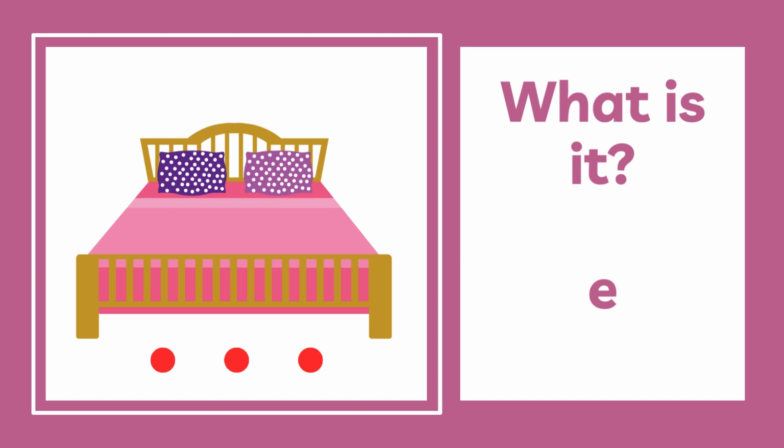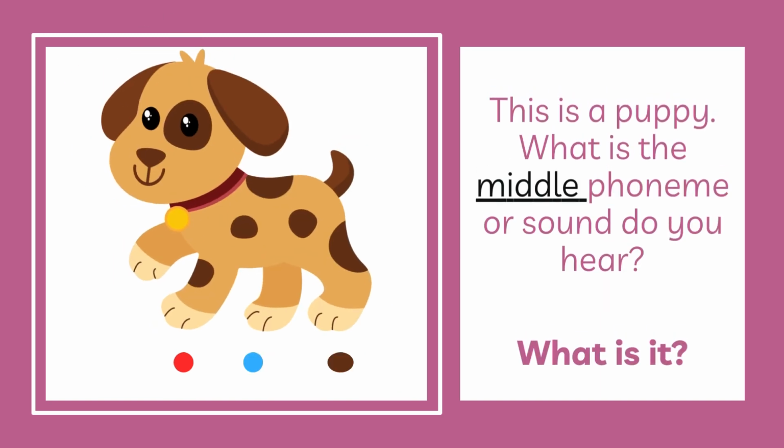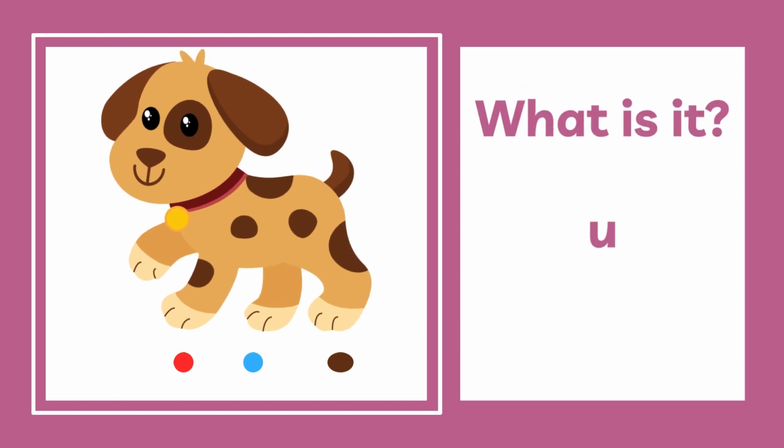This one you're going to do by yourself. This is a puppy. What is the middle sound, or what is the middle phoneme, you hear in puppy? You ready? So go ahead, use your shoulders and your elbow and your fingers. And if you say you are absolutely correct.